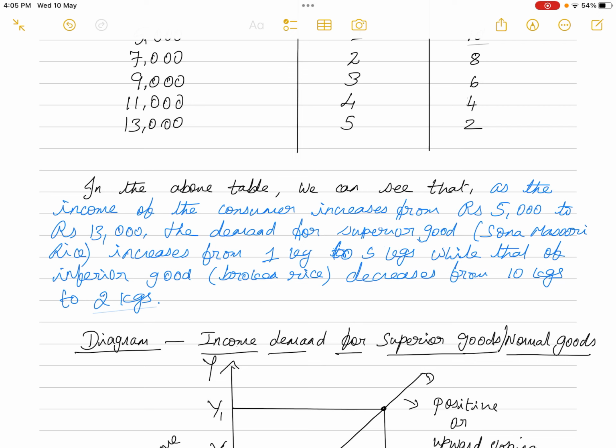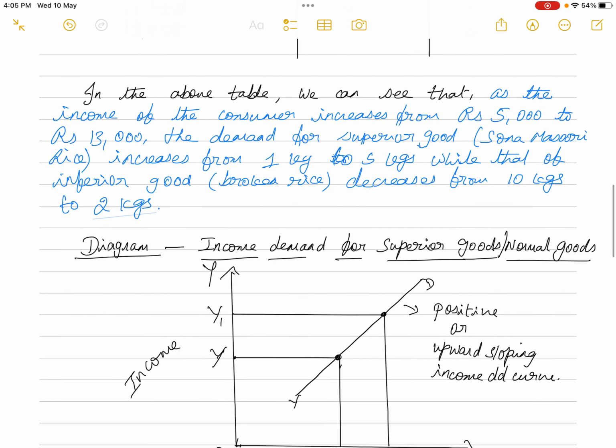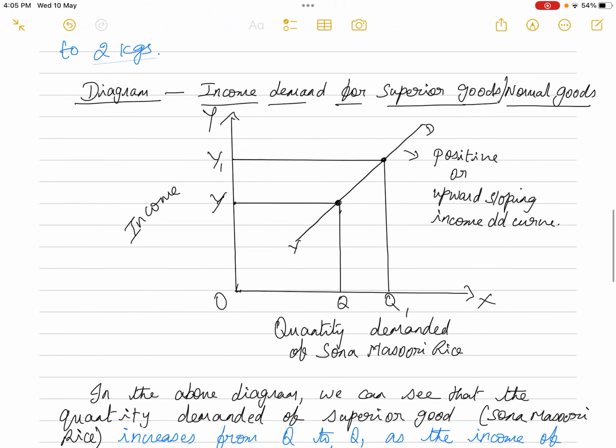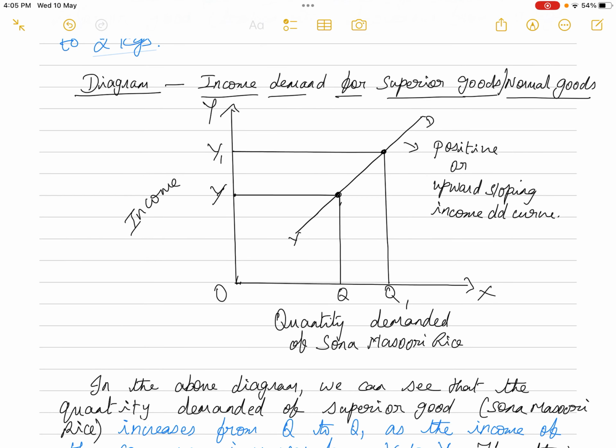In the above table, we can see that as the income of the consumer increases from rupees 5,000 to rupees 13,000, the demand for the superior good, that is Sona Masuri rice, increases from 1 kg to 5 kgs, while that of the inferior good, that is the broken rice, decreases from 10 kgs to 2 kgs. Okay, the same thing can be expressed in the form of a diagram also.